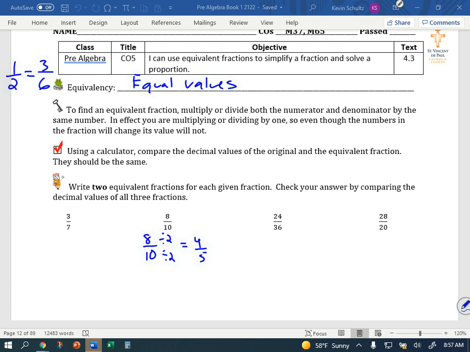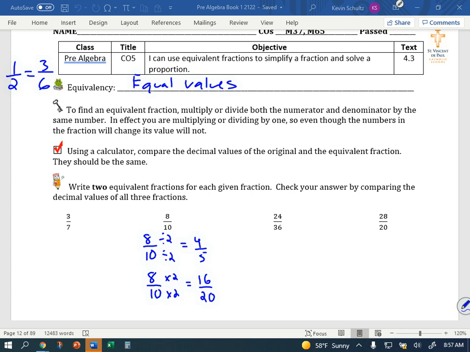How else could I get an equivalent fraction? Haley? How'd you get 16/20? I could also multiply both by 2, or really anything. Multiply by 10, by 3, by 4.5, right? As long as I multiply both the numerator and the denominator by the same thing, I'm going to get an equivalent fraction. Okay? So these are just two sample answers.